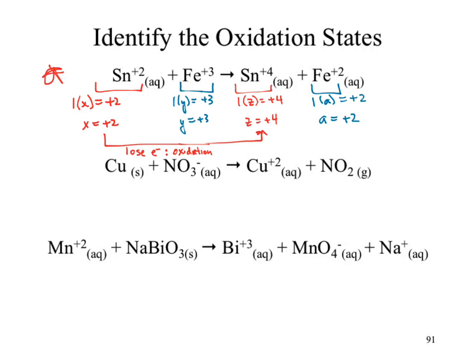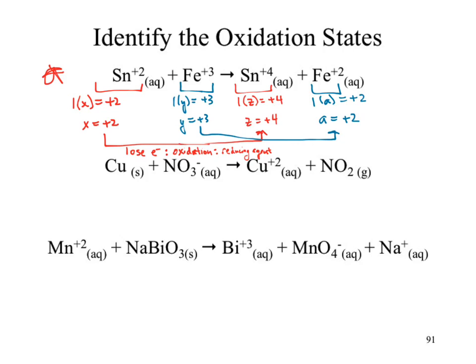Okay. If I was oxidized, what kind of agent was I? I was a reducing agent. Okay. What happened to the iron as I moved from the reactant to the product side? The oxidation number went down. It was reduced.